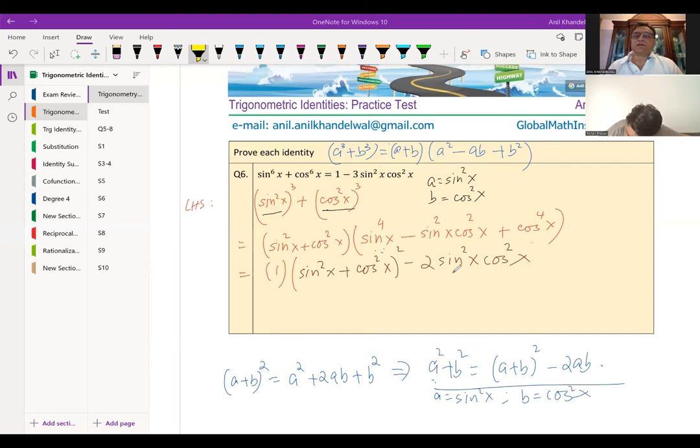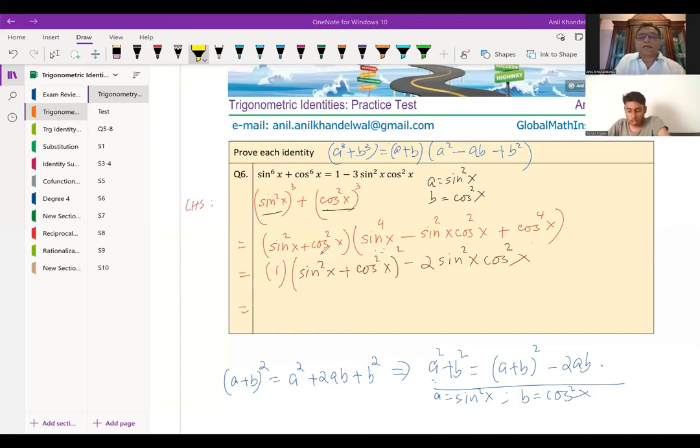So the second factor, sine to the power of 4x minus sine square x cos square x plus cos to the power of 4x, can be written as sine square x plus cos square x whole square minus 2 sine square x cos square x. You get the idea? Yes, sir. I understand. So basically, from a cube plus b cube, you used the formula of a squared plus b squared, where you just got a plus b whole squared minus 2ab, right, sir?